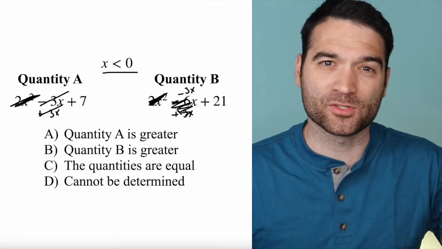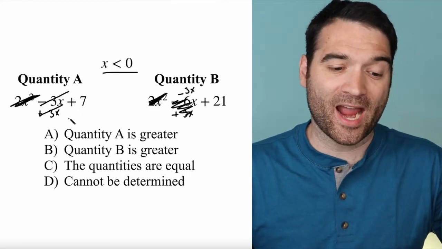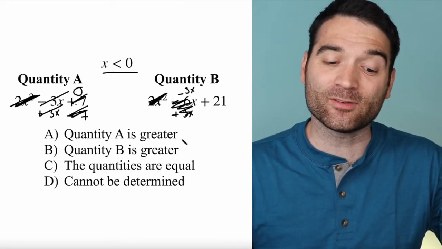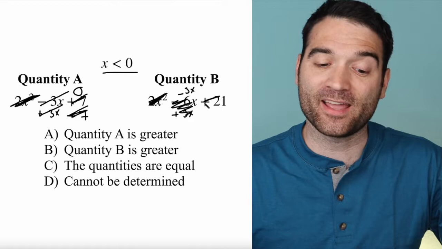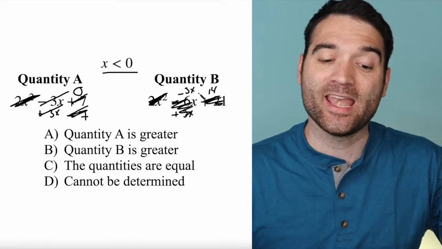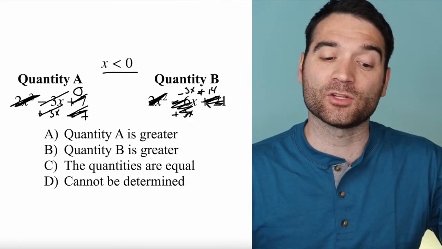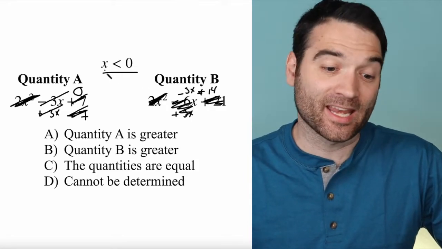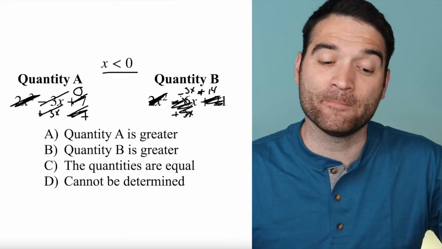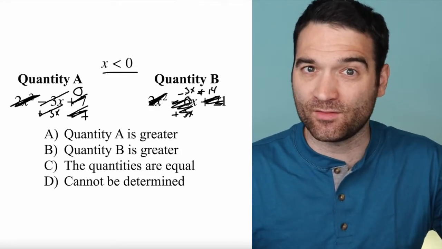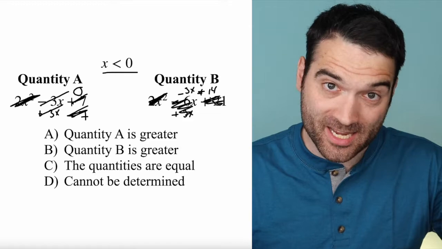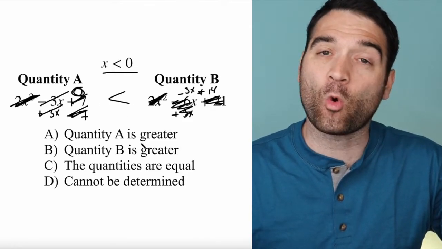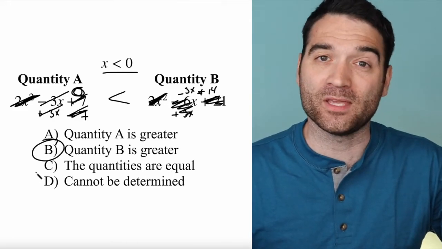I'm almost done. I could subtract 7 from this side, and now all of a sudden quantity A is 0. And if I subtract 7 from this side, then that becomes 14. So I get -3x plus 14. Well, if x is a negative number, like -1 or -2 or -3, -3 times a negative number is going to be positive, plus 14, which is a positive number, and I'm comparing that to 0. So quantity B will always be greater.